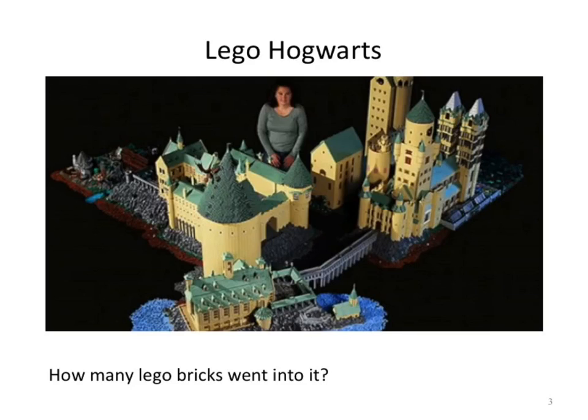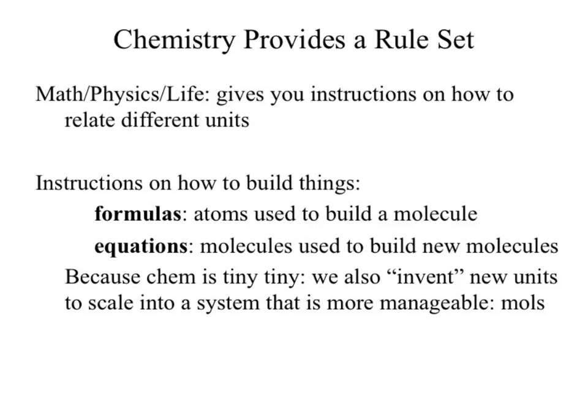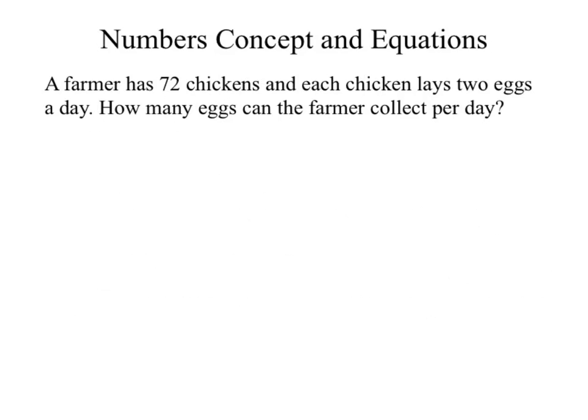Instead, what we end up using is this concept known as a mole, which is just a really large number of those. Okay? So our chemistry gives us a rule set. Our formulas gave us the atoms used to build a molecule. Our equations gave us molecules to build new molecules. So both of those things give us a conversion factor. Formulas allow us to see how many atoms we need in a molecule. Equations allow us to convert one molecule into another molecule. And because we're looking at atoms and molecules and they're so tiny, we invent a new scale on our system. That's the whole point of moles. So what is a mole?